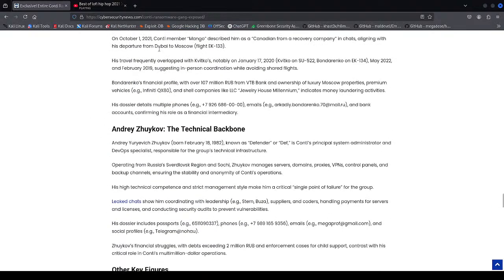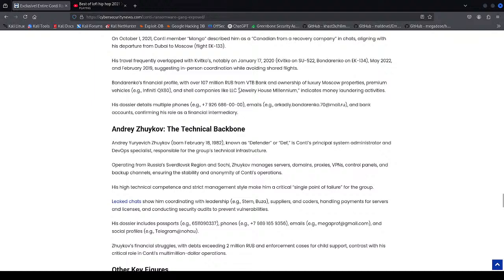On October 1, 2020, Conti member Mango described him as a Canadian from a recovery company in chats, aligning with his departure from Dubai to Moscow, flight EK133. His travel frequently overlapped with Kvitko's, notably on January 17, 2020. It even has a flight number. May 22 and February 2019 suggested in-person coordination while avoiding shared flights.